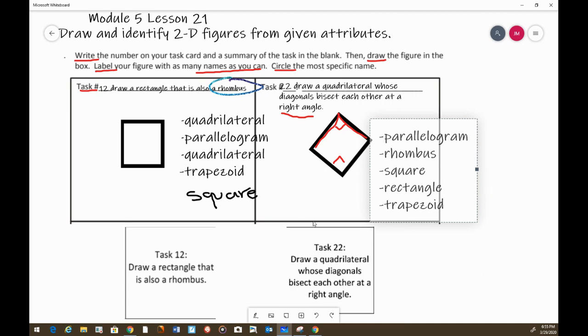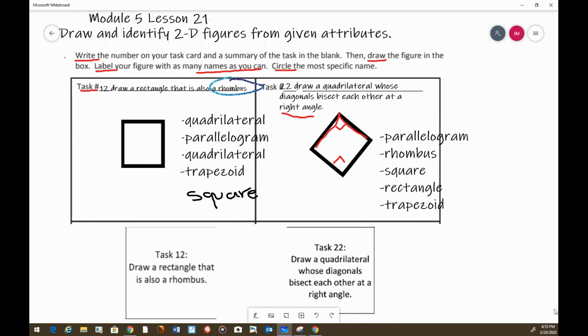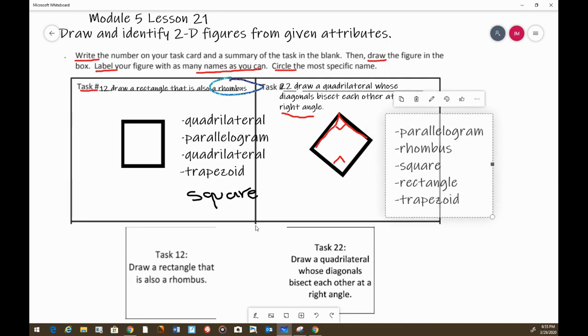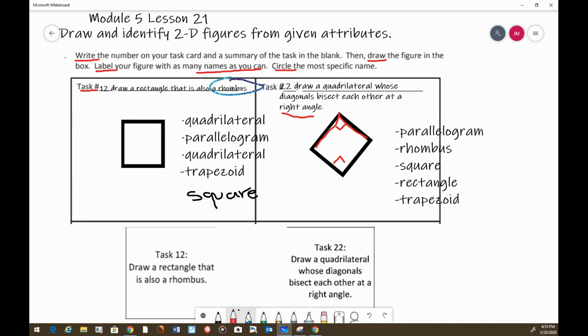All right, my friends, we labeled it. Now we have to circle the most common one. And I believe the most common one could be a rhombus for that one. This will be the most common name for this thing, a rhombus. And let me choose my pen here. So that will be the rhombus, the most common one.